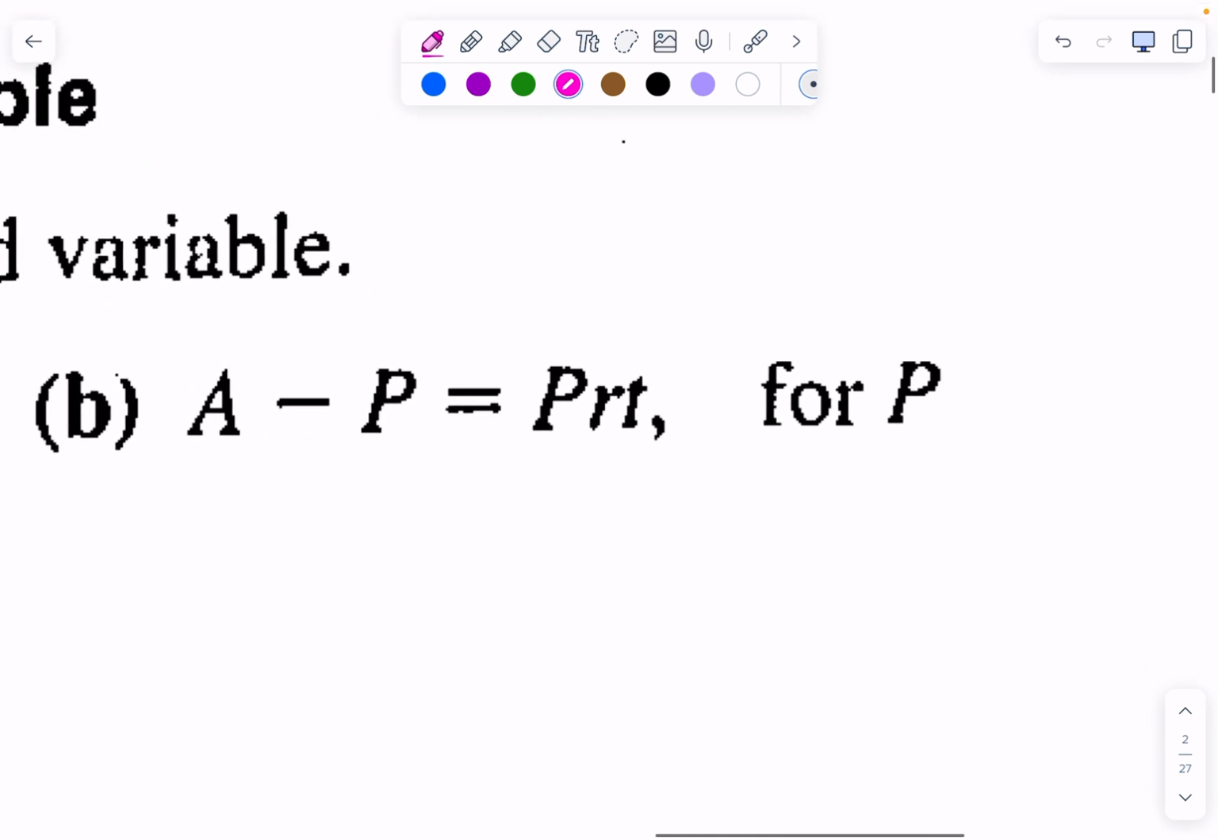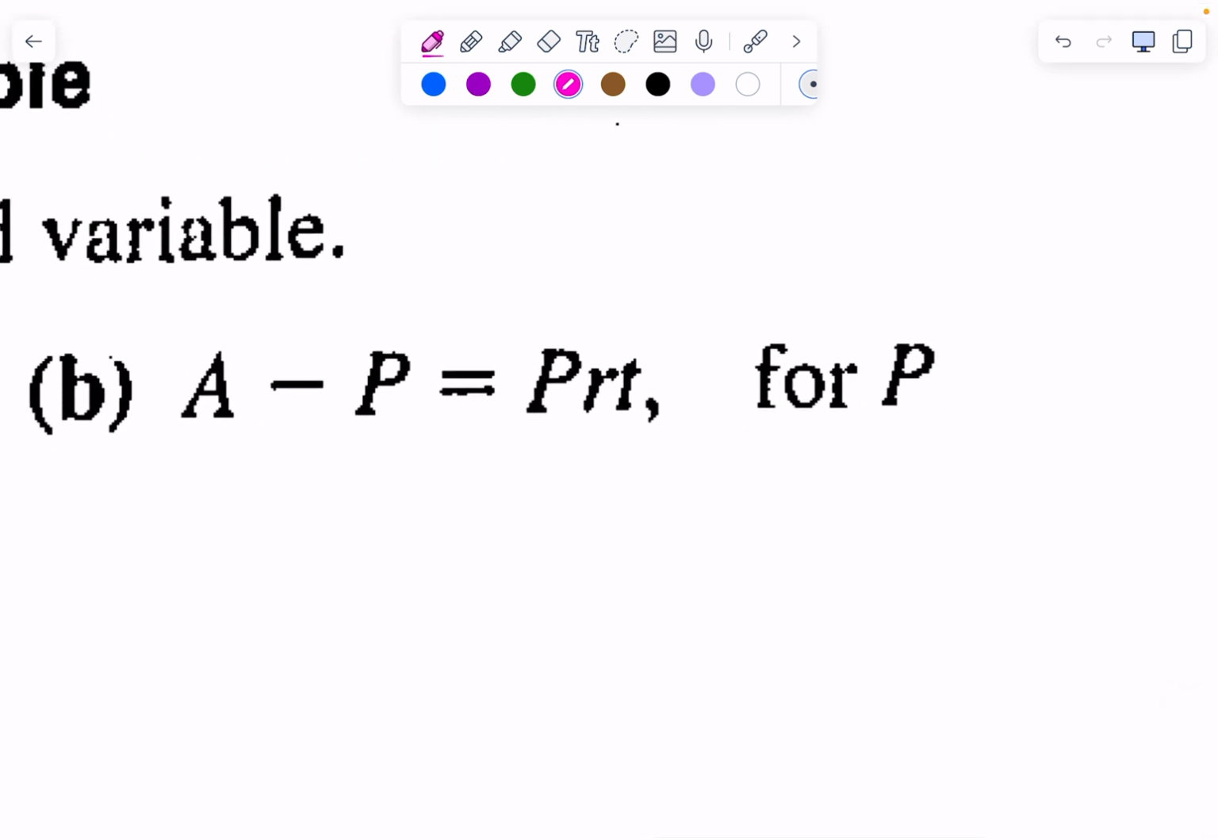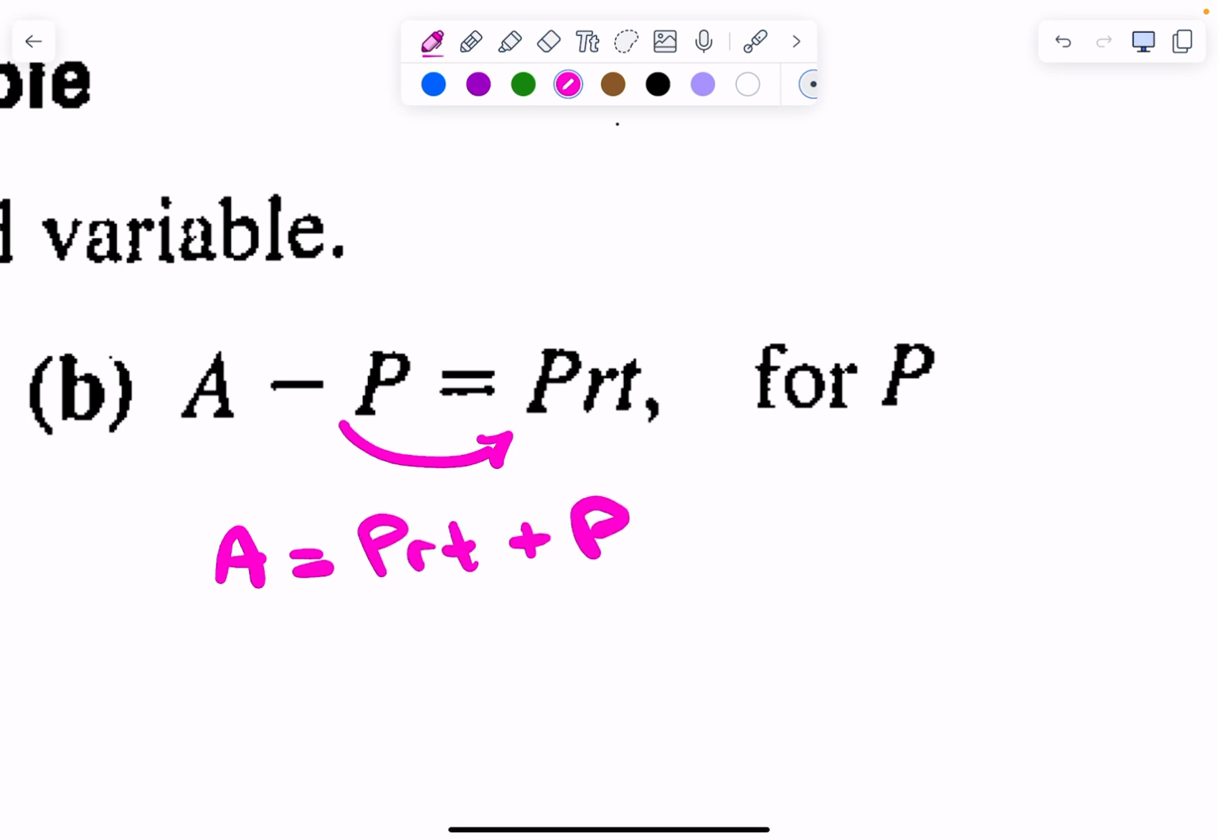All right, B. Here we're solving for P. How do I do that when there's two P's? Let's get all the P's on one side. Can I bump this P over here? If I bump that P over, it's PRT plus P. We're not going to divide by the RT.